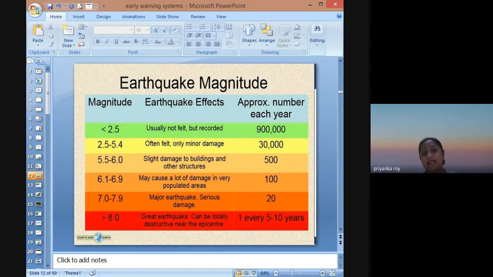Then more than 7 to 7.9, it is a major earthquake, and it can cause severe damages. Serious damages can happen to your structure. Then you have more than 8 magnitude, that is a great earthquake, and it can be totally destructive near the epicenters. It is a very destructive type of earthquake, and at the epicenter it has the maximum number of losses that can happen. It happens once a year, or once in every 5 to 10 years.